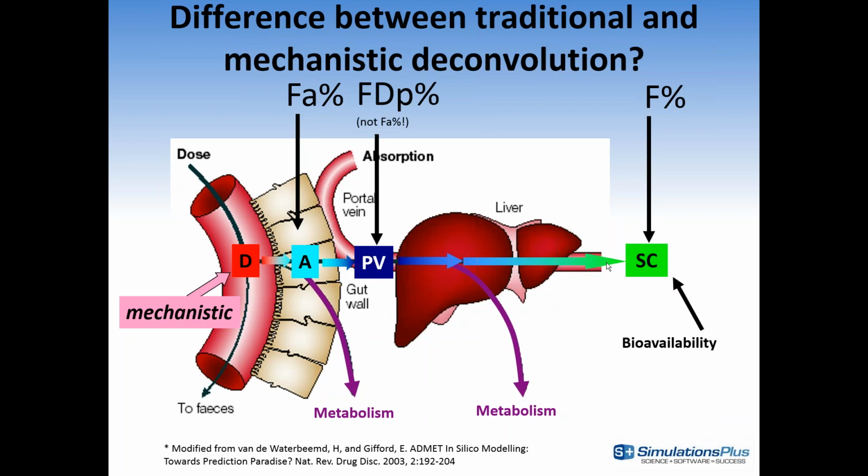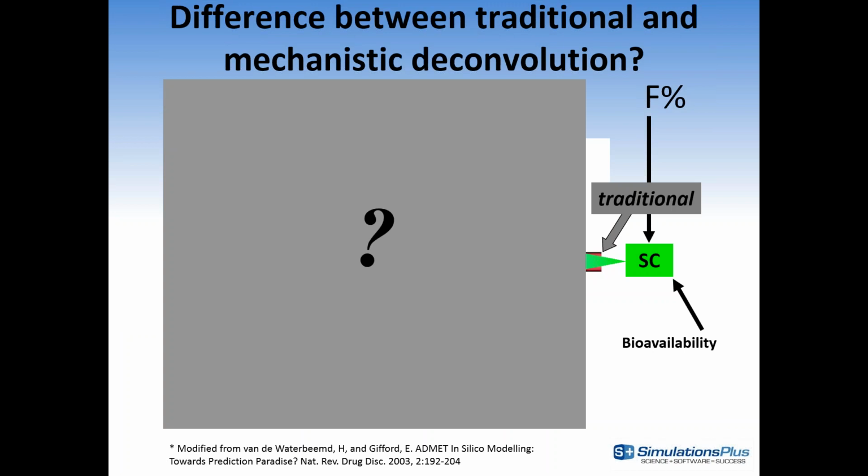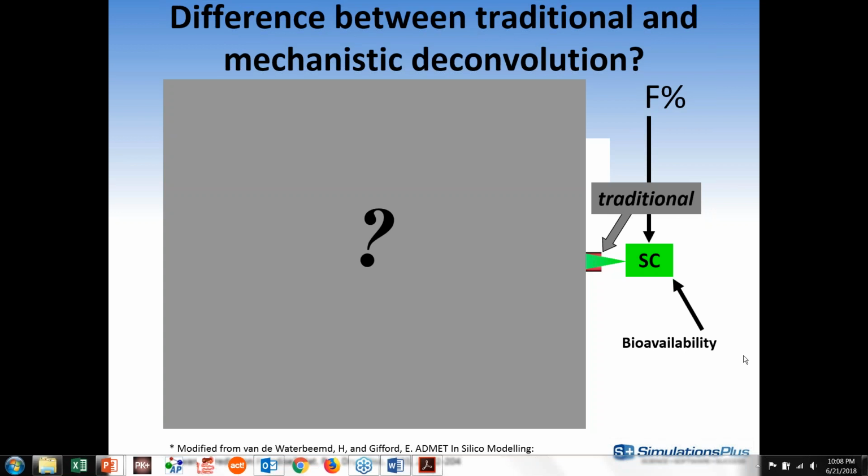Now, the traditional methods like Wagner-Nelson, Loo-Riegelman, and so on, are going to be deconvoluting the amount of drug that reaches the systemic circulation, which is the bioavailability profile. So with a traditional approach, we have no idea what's happening over here. We have no idea whether or not our formulation is releasing or dissolving completely and we have some issues with absorption or first pass metabolism. We don't know if there is maybe incomplete release with no absorption issues. We have no idea whether or not the in vivo dissolution of our product is at all correlated to the actual in vitro release. All we ultimately know is how much of the drug reaches the bloodstream.